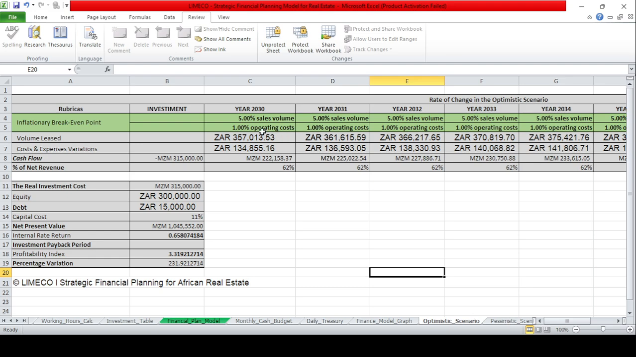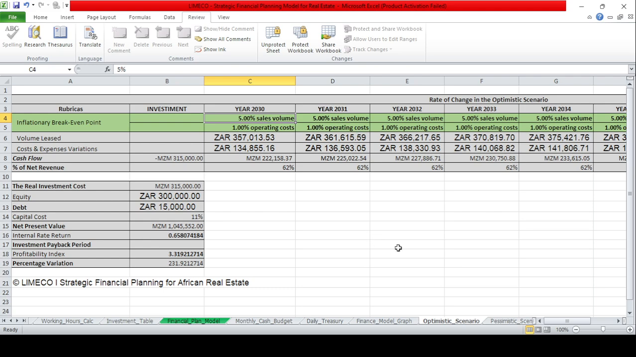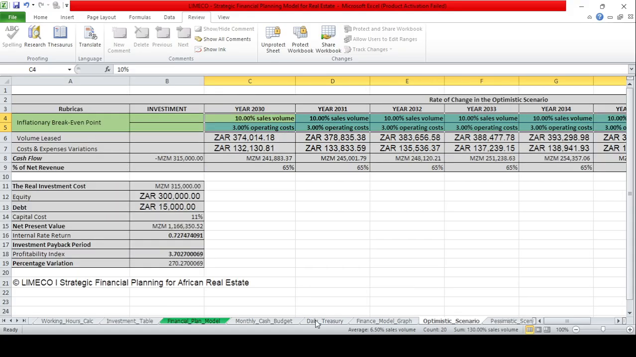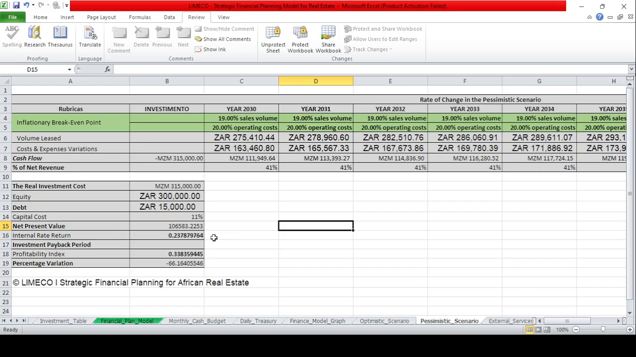And we have here the scenarios. Here we have the optimistic scenario. In the optimistic, you can put, for example, sales increase 10% and costs decrease 3%. It is viable.